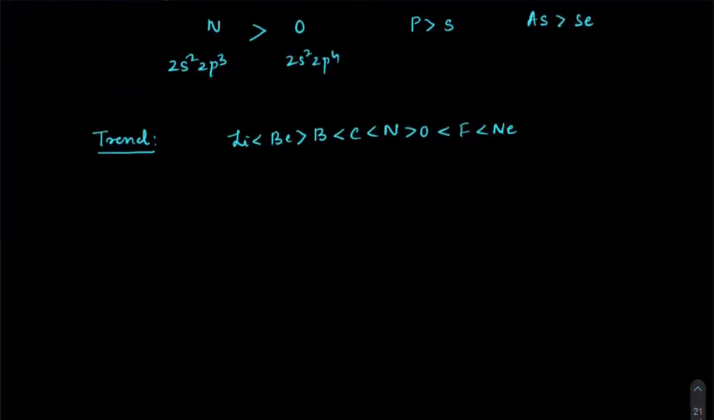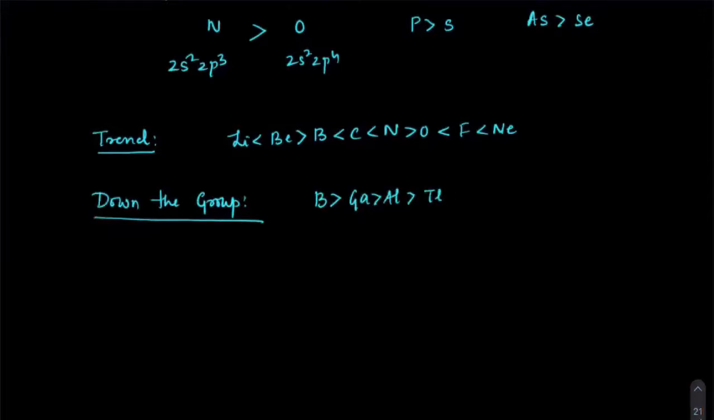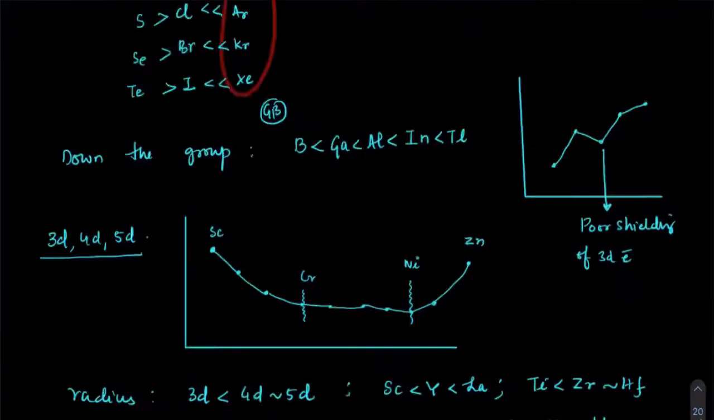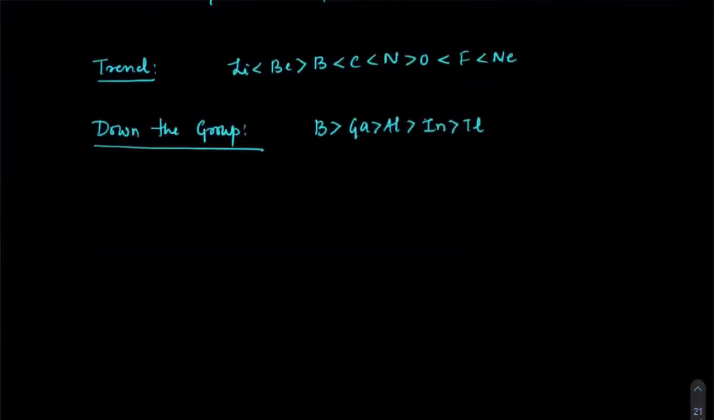Got it. Down the group, if you check out group 13, same problem. Boron would be greater than gallium, then aluminium, then thallium, sorry, then indium, then thallium. Because this was an exception, you can remember the size we just discussed here. And that will follow the size trend.